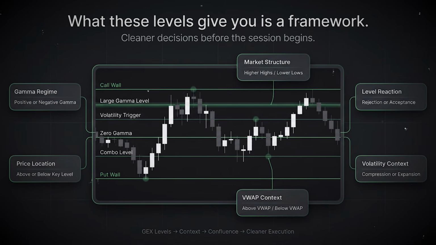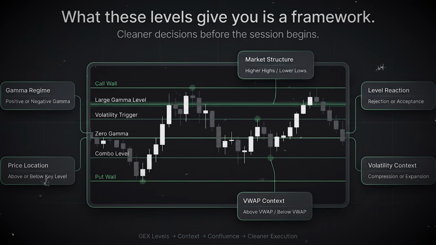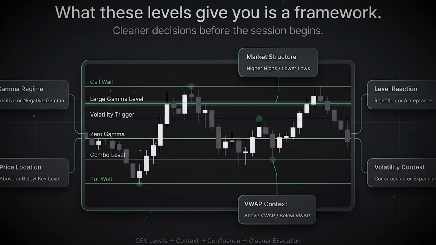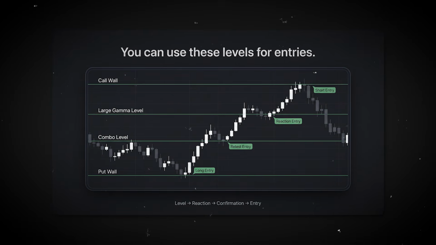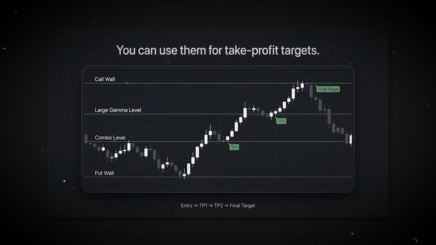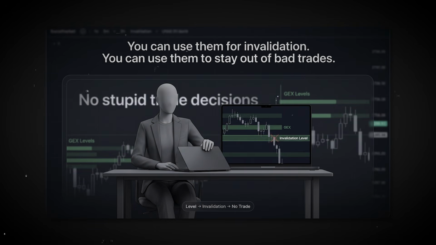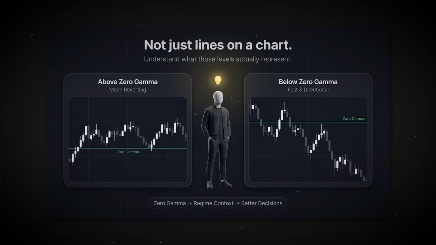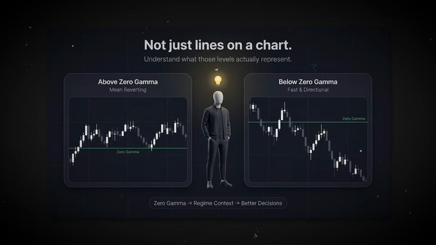What these levels give you is a framework, and if you have a good framework before the session even begins, your decision making gets a lot cleaner. You can use these levels for entries, you can use them for take profit targets, you can use them for invalidation, you can use them to stay out of bad trades, and you can use them to understand whether the market is more likely to be stable and mean reverting or fast and directional. That is the real value. Not just having lines on a chart, but understanding what those lines actually represent.